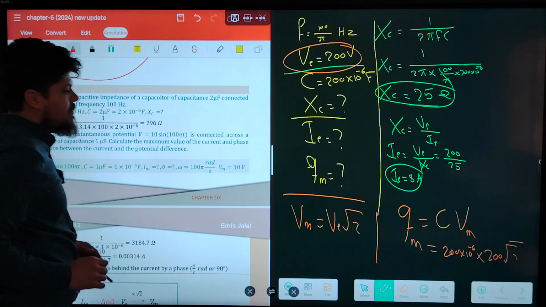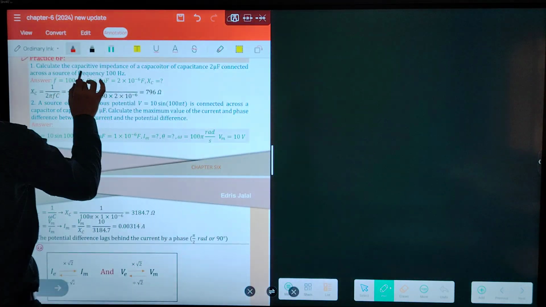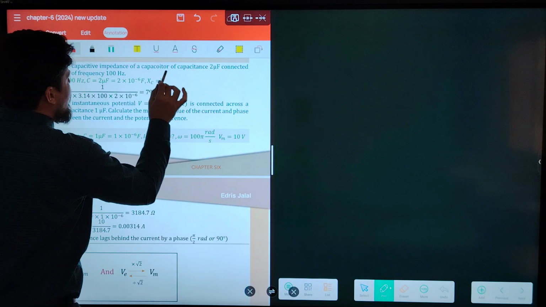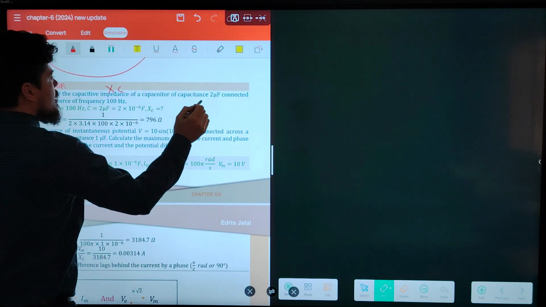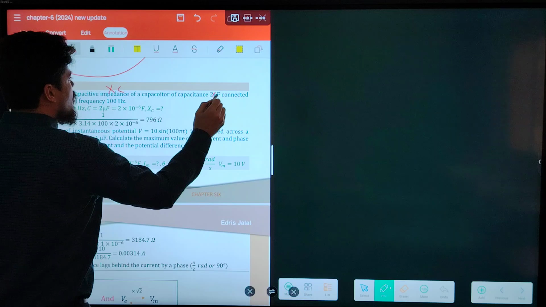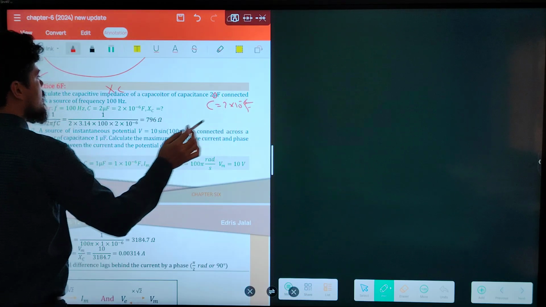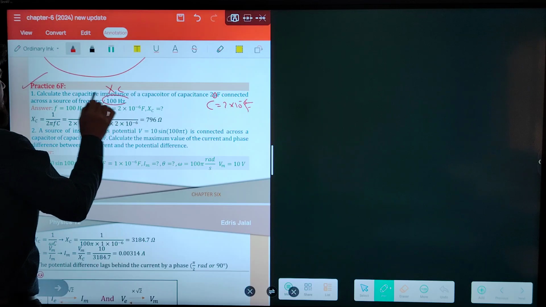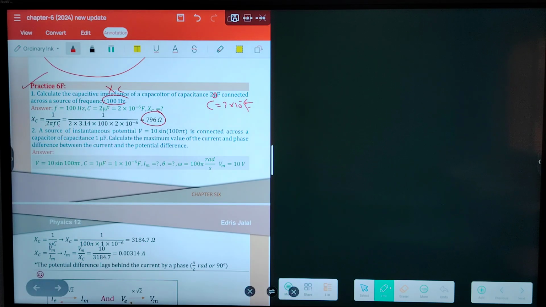Practice 6F. Calculate the capacitive impedance of the capacitor XC. What is unknown? XC. The capacitance C is 2 micro, convert micro to farad: 2 × 10^-6 farad. Across the source, this is the frequency. XC is 1 over 2πfC. Replace. 796 ohm. This is the capacitive impedance.